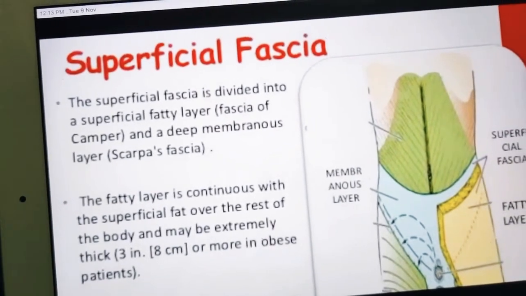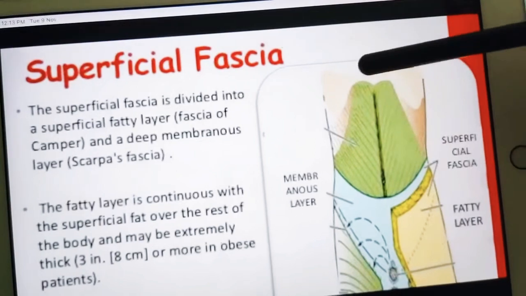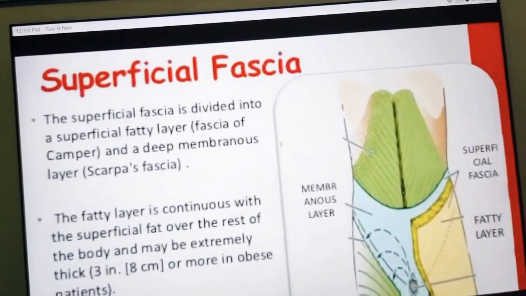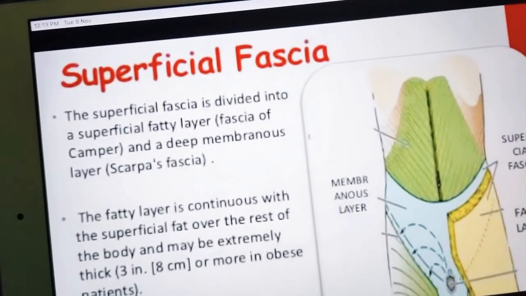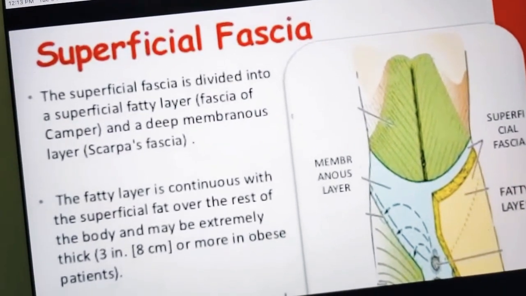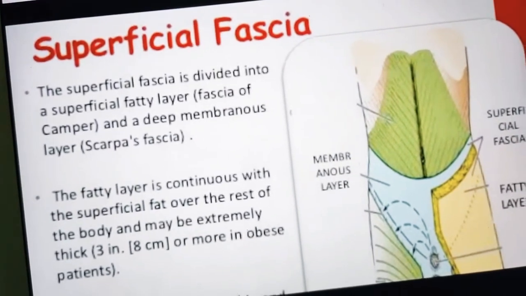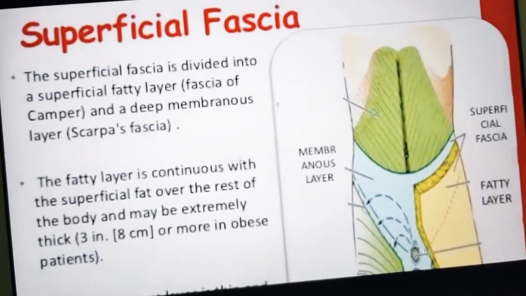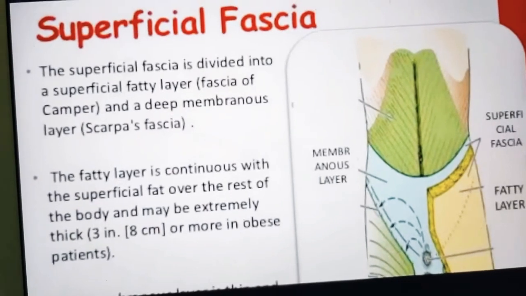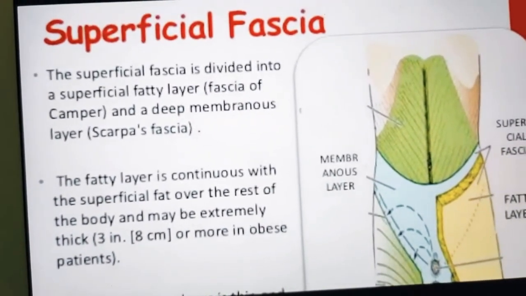So both of these layers are continuous with the corresponding layers of the anterior abdominal wall. In front you have the anterior abdominal wall, and of course both layers are continuous with it. The two layers are most distinct in the uppermost part of the thigh near the groin, where the cutaneous nerves, vessels, and lymph nodes lie between these two layers. So remember, between the fatty layer and the membranous layer only, you can find all the cutaneous nerves, vessels, and lymph nodes. Of course, we are also going to discuss them in detail.